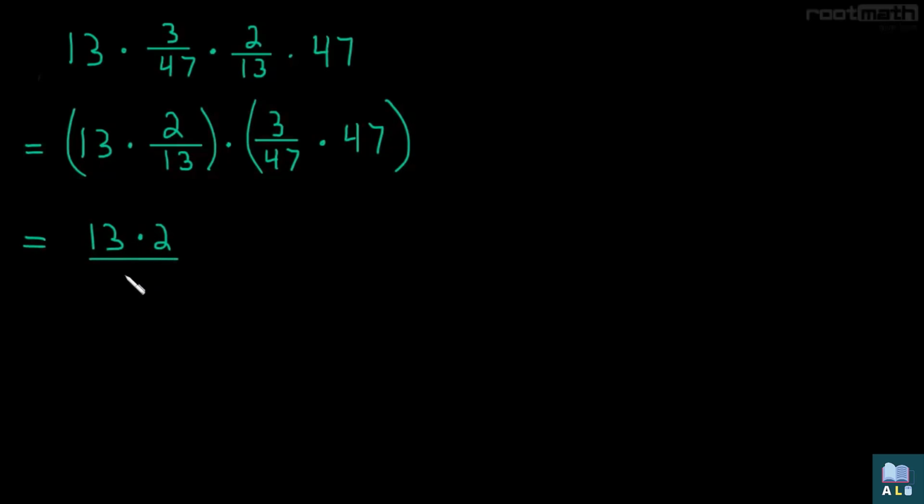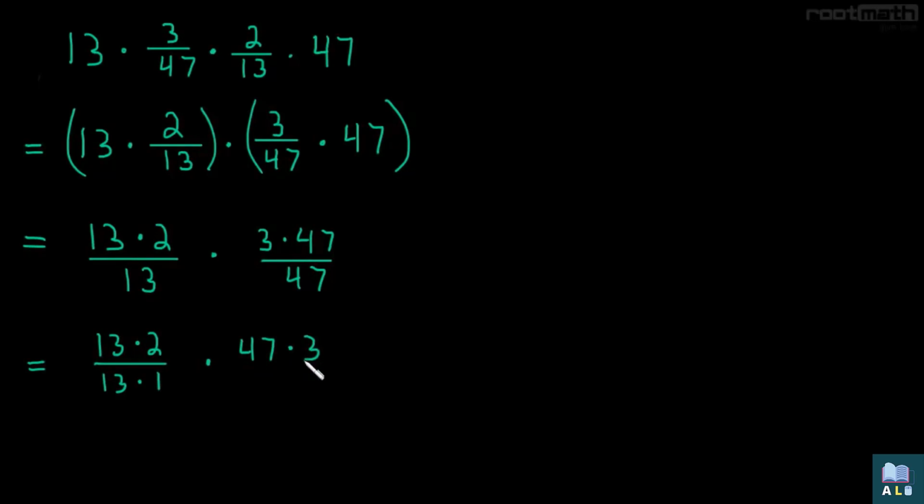3 times 2 over 13 is just 13 times 2 over 13. We get something similar over on the right-hand side. And now we can just cancel. But since this is our first example, let's just go through one more step. So 13 times 2 over 13 times 1, right? 13 is the same as 13 times 1. So we'll just put that 1 in there. And 3 times 47 is the same as 47 times 3. And 47 is the same as 47 times 1. And now we're all set to cancel.